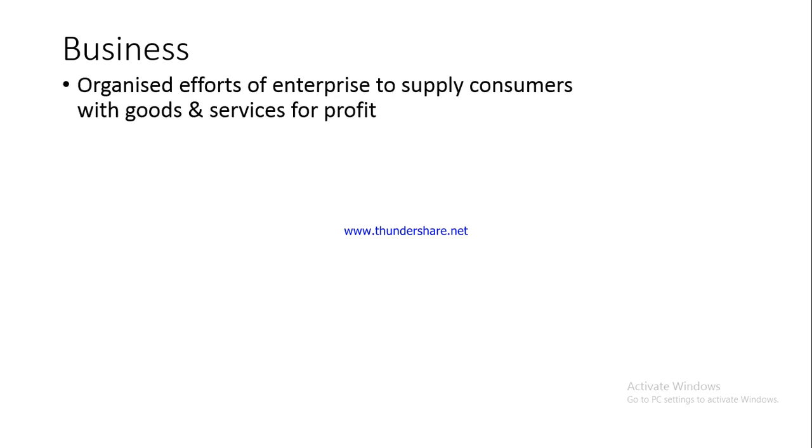First, let us understand what businesses are. So business basically is an organized effort of enterprise to supply consumers with goods and services for profit. So organized effort, which means people would come together and different people would be given specific roles, and they would act in a coordinated fashion so that the consumers can be supplied with goods that they need or the services that they need, and the enterprise may sell these goods and services to the consumers in return for profit. So this way the enterprise would be able to earn revenue, and they would be able to earn profit by supplying consumers with goods and services.